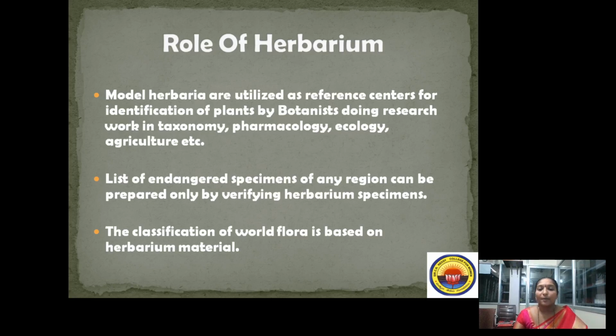The list of endangered specimens of any region can be prepared only by verifying herbarium specimens. So some of the plants which are endangered and also endemic are to be preserved properly because they are said to be endangered species. The classification of world flora is based on the herbarium material. So we have some flora only as plant specimens of herbariums, particularly preserved type. So there we have the collection, but there is no plant material on the land. Then the classification is to be altered. So we also have the classification of world flora based on the herbarium material.